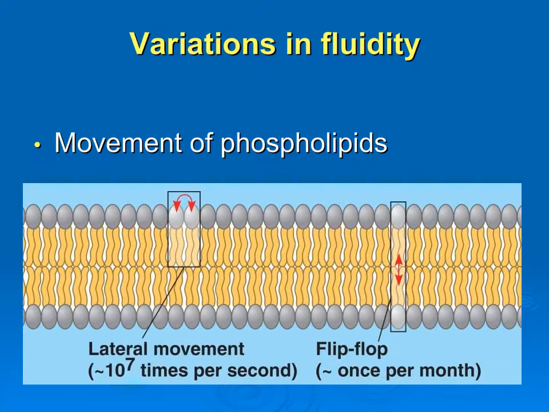So the phospholipids like to remain in their original layers, but they move at an extremely fast rate laterally. That means the phospholipids move around in the same plane or layer. That way the hydrophilic heads are interacting with each other, and the hydrophobic tails are interacting with each other. Perfectly natural.